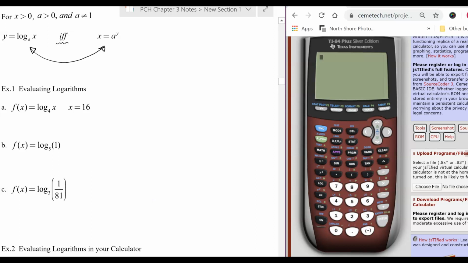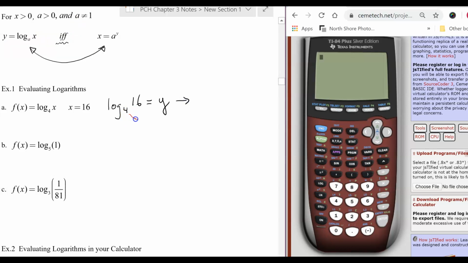So for part A, if x is equal to 16, we're going to substitute that in, and I'm going to flip things around. So I've got the log base 4 of 16, and I'm going to let that equal y instead of f of x, just to simplify things a little. And then I'm going to change my form, because we could go from one form to the other.